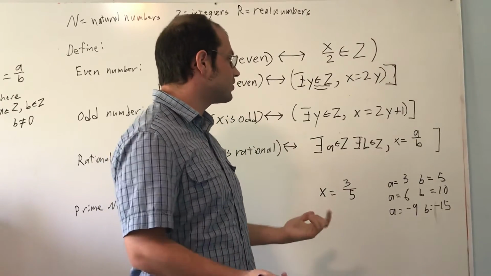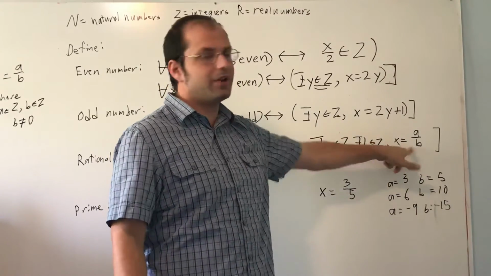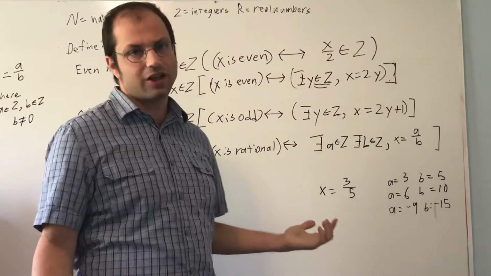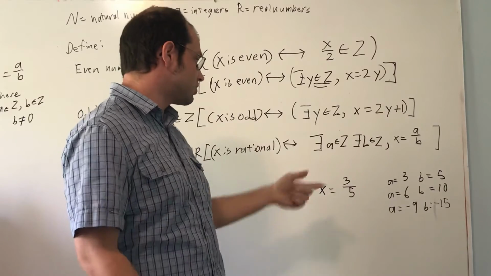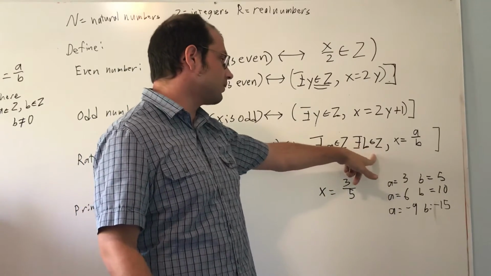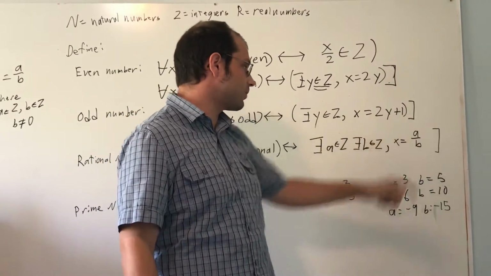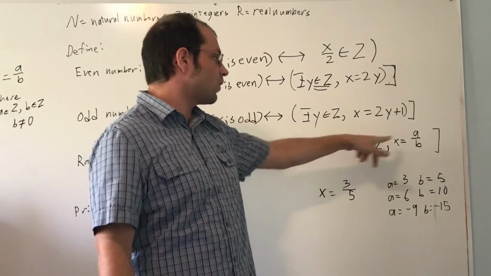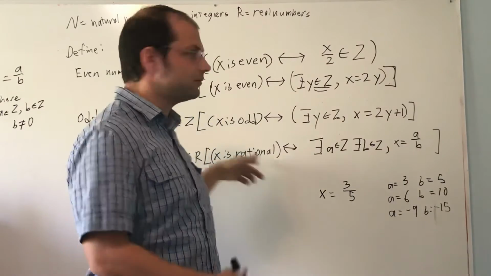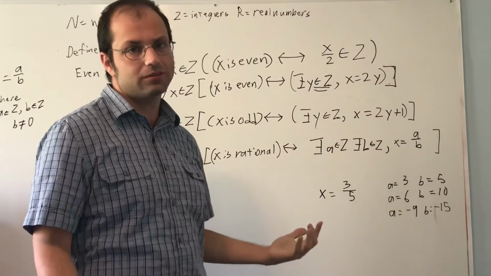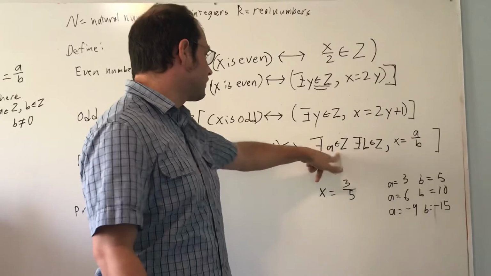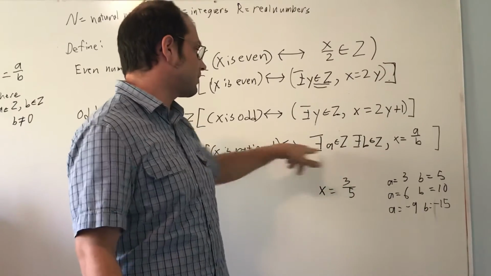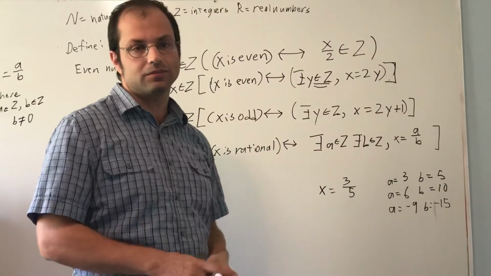And if we look in the other direction, if some such combination exists, then that means that X has to be rational. So say some combination of integers A and B exists such that X is A over B. Maybe A is 25 and B is 7. Well, then X is 25 over 7 and X is rational. All right? So again, it's an if and only if, it goes back and forth. All right?